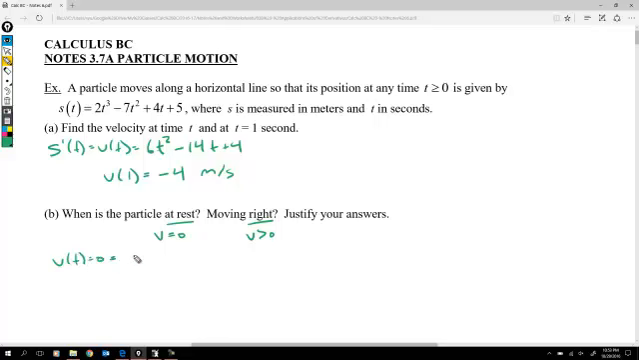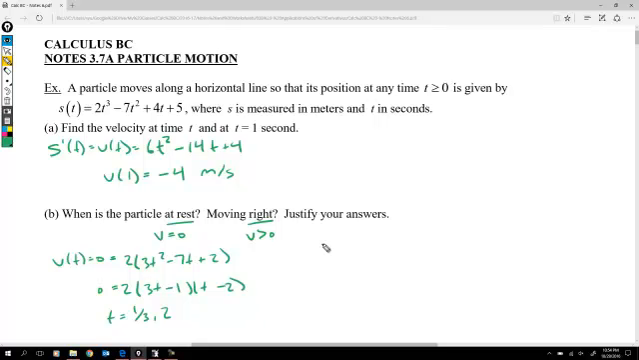Okay, and so I'm going to factor a 2 out. So I have 3t squared minus 7t plus 2. So this factors to (3t minus 1)(t minus 2). Okay, so that means that t is 1/3 and 2. So here are my two critical points.